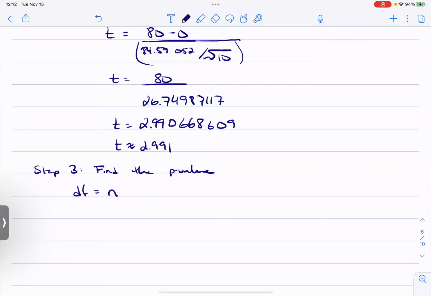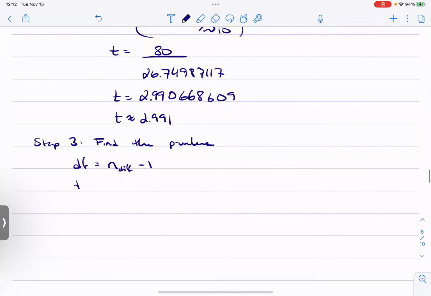The degrees of freedom is n diff minus 1, which is 10 minus 1, which is 9. 3 lines.